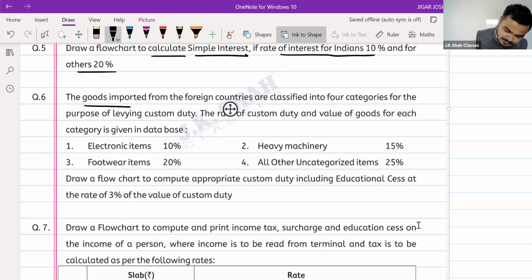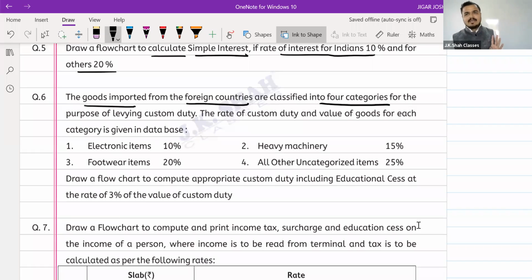The goods imported from foreign countries are classified into 4 categories. How many categories are there? 4 categories, for the purpose of laying custom duty, because they are imported goods. So obviously import duty will be charged. Import duty and export duty are considered as what? Sir, they are considered as custom charges.